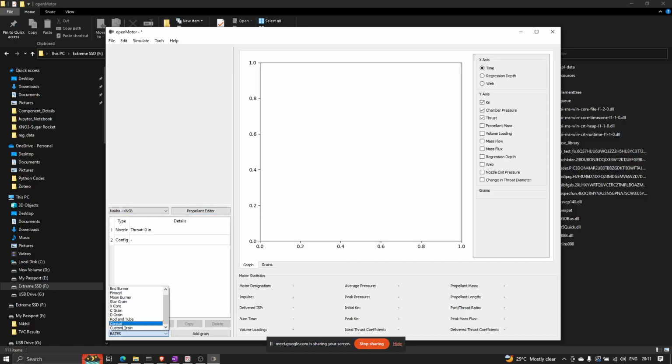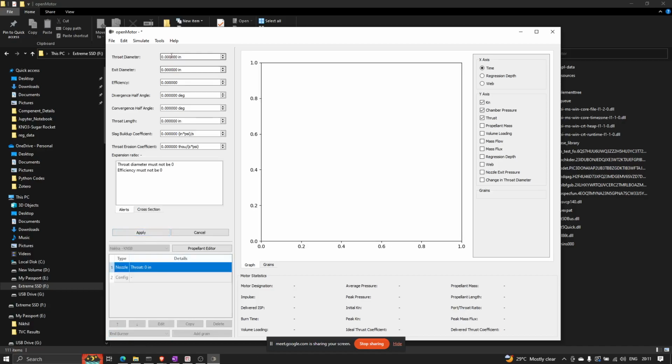These are the different types of grains that we can choose. So let us choose an end burning grain. Okay, let us decide a throat diameter. So let us say 1 centimeter. One inch is too much. So this is 0.5 inches. Exit diameter, let us make it 10. I think 0.5 inch is okay.